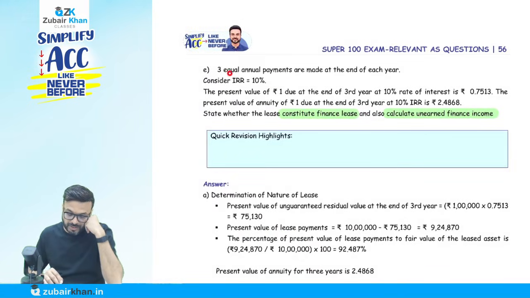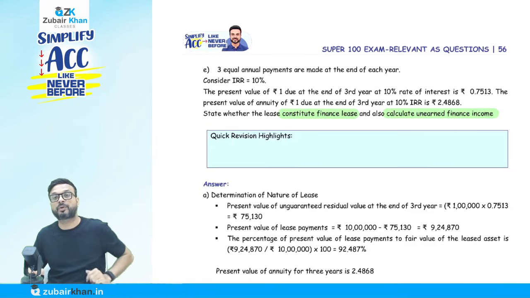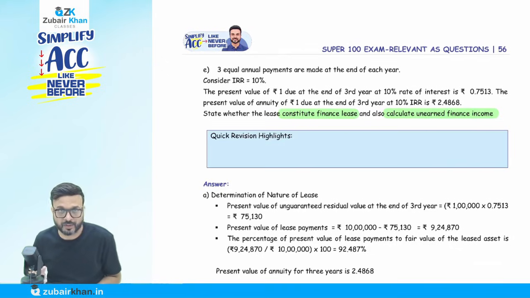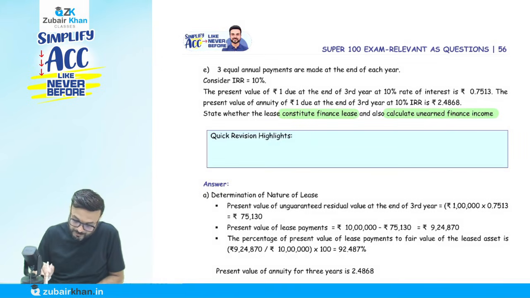The unguaranteed residual value is estimated at rupees 1 lakh at the end of year 3. They say the 3-year equal annual installments are made at the end of each year. Consider IRR is 10%. The present value of rupees 1 due at the end of the third year at 10% rate of interest is 0.7513. The present value of the annuity of rupees 1 due at the end of the third year at 10% IRR is 2.4868. Now understand what they ask you: state whether this is a finance lease or not.